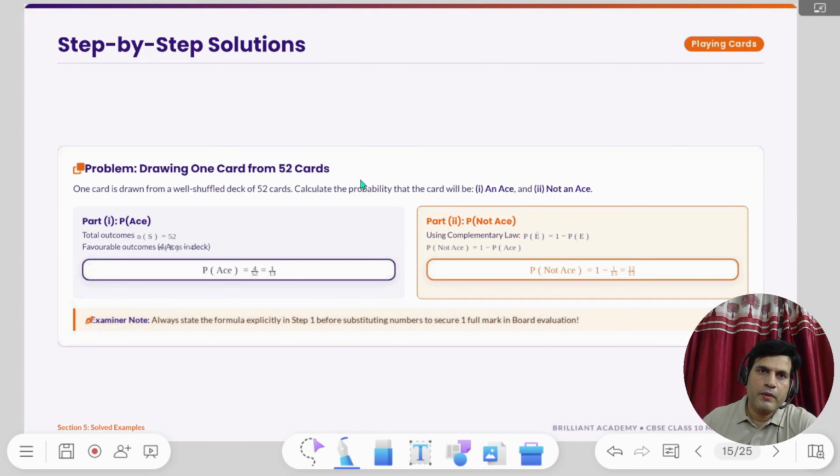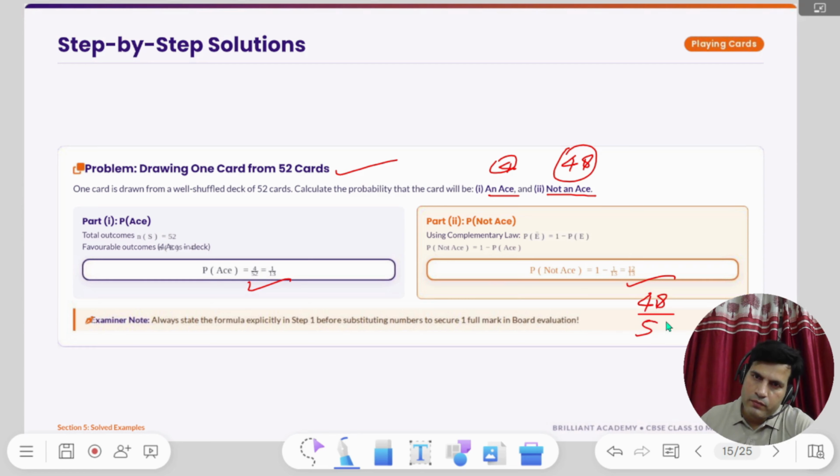Drawing one card from 52 cards. One card is drawn from a well-shuffled deck of 52 cards. Calculate the probability that the card will be an ace and not an ace. Aces are how many? Total 4, and not an ace is 48. So the probability is 4 upon 52, because total is 52. And not an ace is 1 minus 1 by 13, that is 12 by 13, or you can say 48 by 52.